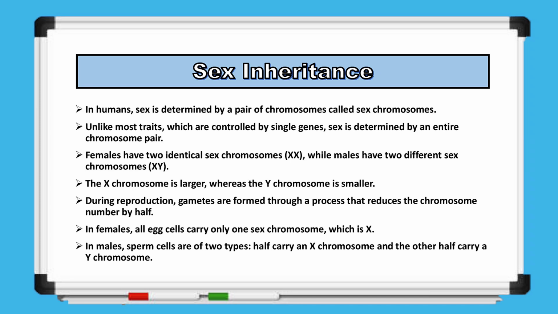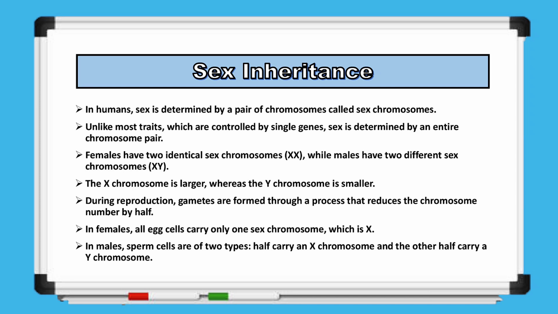Sex inheritance in humans is determined by a pair of chromosomes called sex chromosomes. Unlike most traits that are controlled by single genes, sex is determined by a whole pair of chromosomes. Females have 2 identical sex chromosomes, written as XX, while males have 2 different sex chromosomes, written as XY. The X chromosome is larger, while the Y chromosome is smaller. During reproduction, gametes are formed through a process that halves the chromosome number.